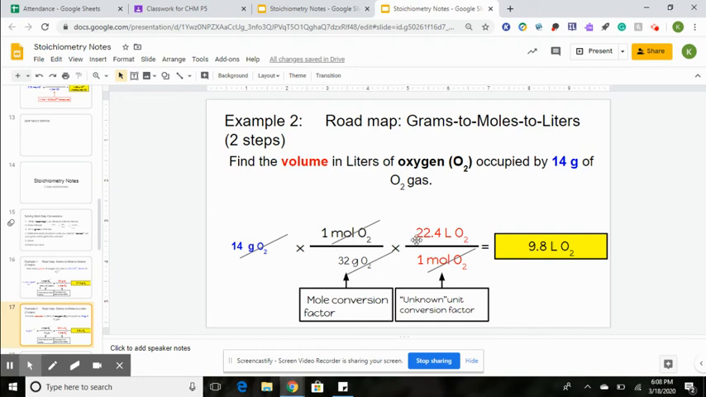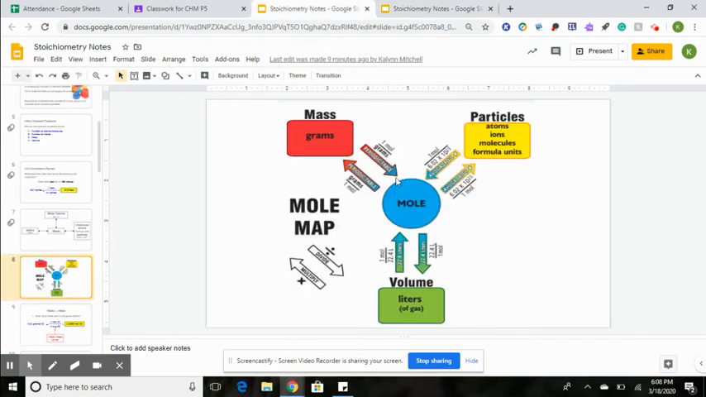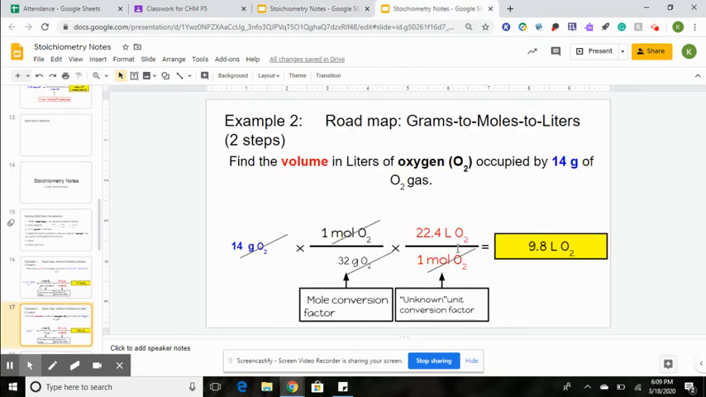And then once we do that, we need to figure out how many liters that is, the volume. So I'm going from moles to liters. Well, this tells me that for every one mole of anything in the world, there is 22.4 liters of that. So my moles need to cancel. I'm going to put 22.4 liters of O2 on top, moles on the bottom. So grams cancel, moles cancel, and I'm left with just liters. If I take 14, multiply it by both of these conversions, I should get 9.8 liters of O2.